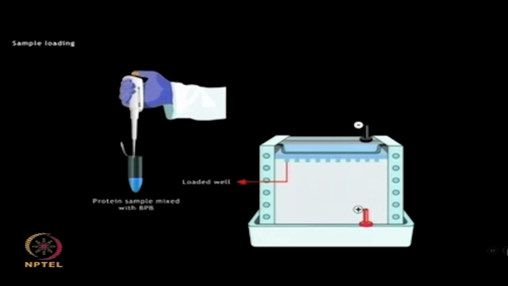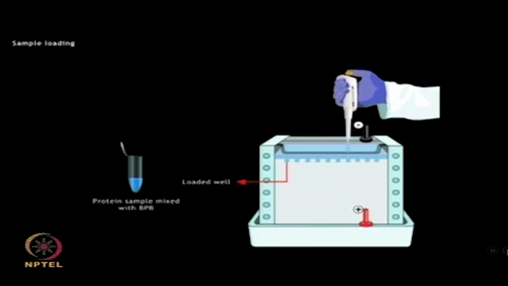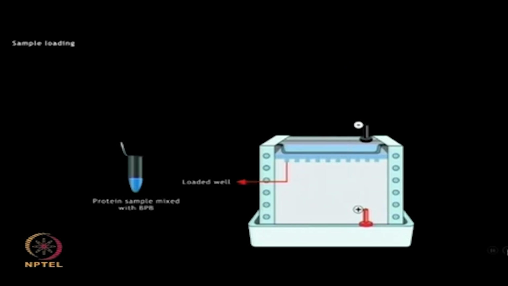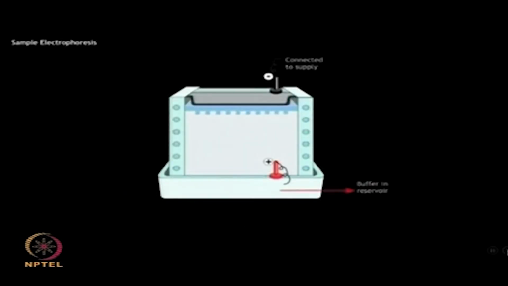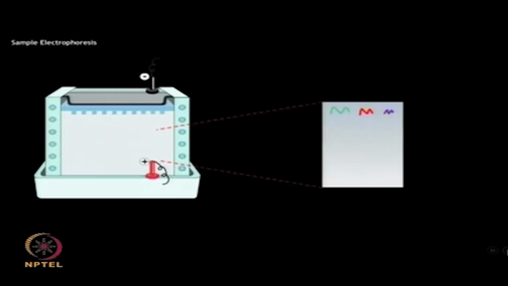Once all the samples are loaded, you can take this unit and move it into an electrophoretic apparatus. A direct current supply between 100 to 350 volts is passed, depending upon the size of the gel, for a time sufficient to separate the protein mixture into discrete bands based on their molecular weight.